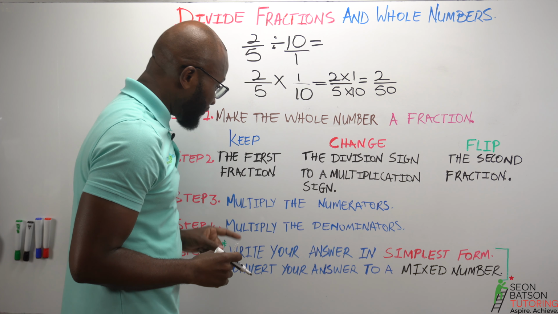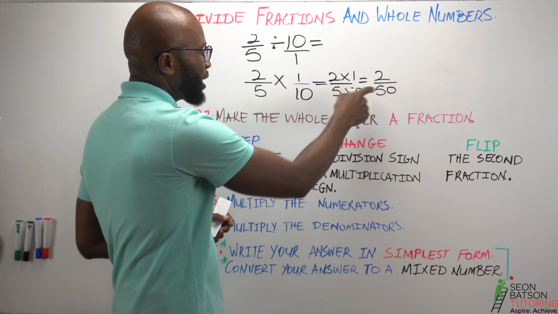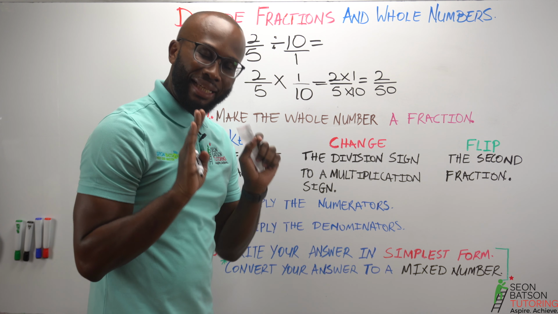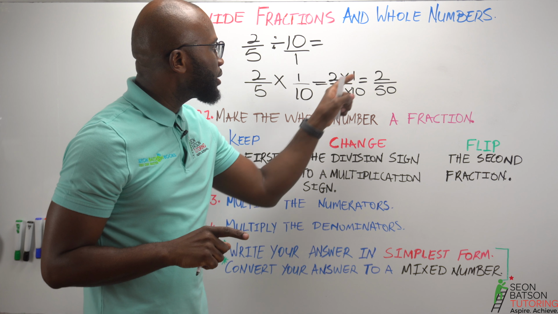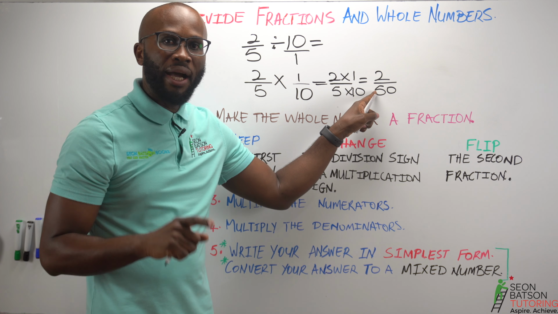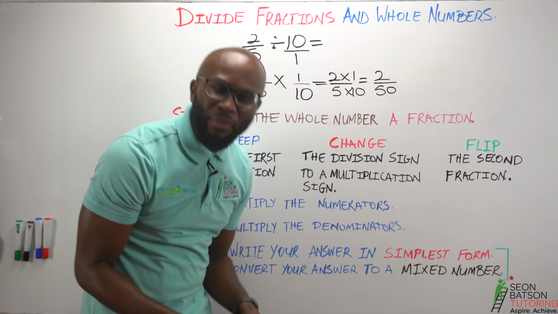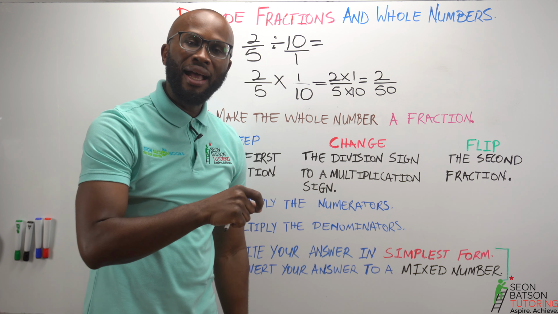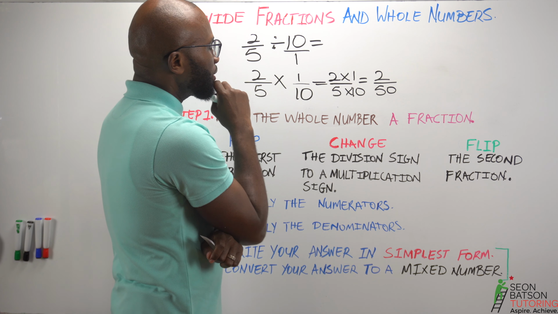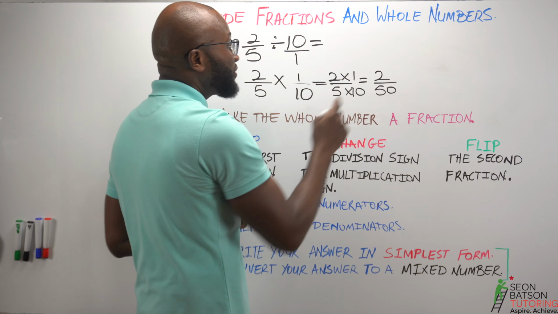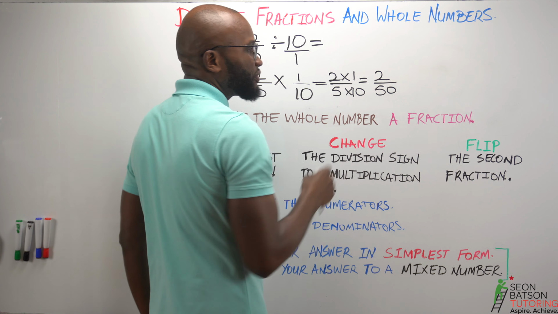Now, remember we said after multiplying the numerators and the denominators, we will always check to see if we can write our fraction in its simplest form. And again, to write a fraction in its simplest form, you will simply divide the numerator and the denominator by their GCF, or the greatest common factor, which is the biggest number that can go into the numerator and the denominator evenly. In this example, the biggest number that can go into 2 and 50 evenly is 2. Therefore, the greatest common factor for 2 and 50 is 2.